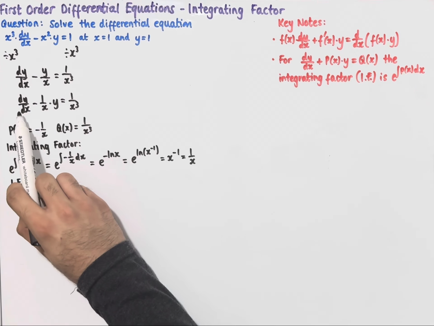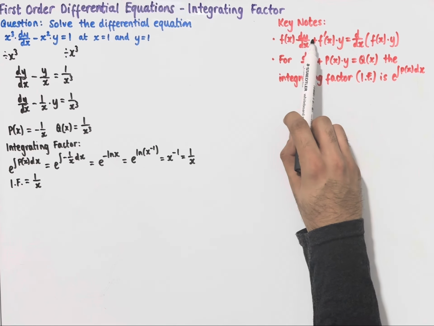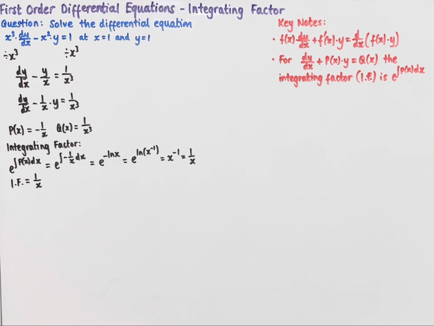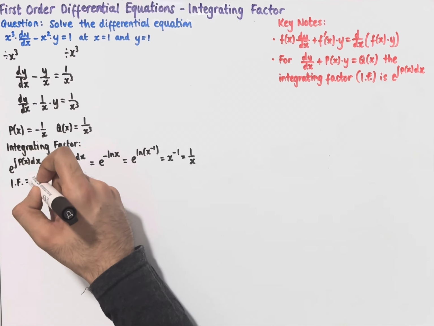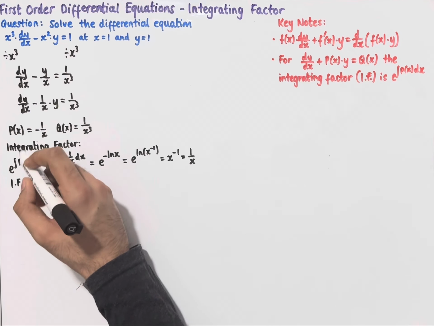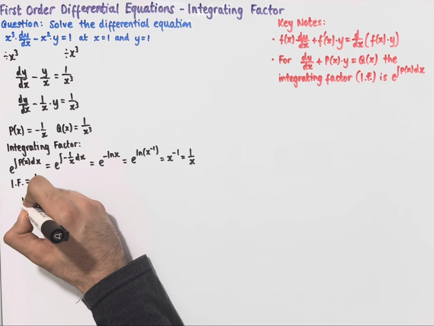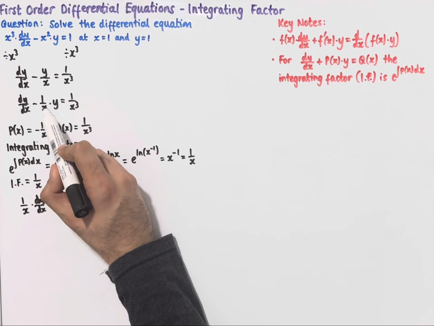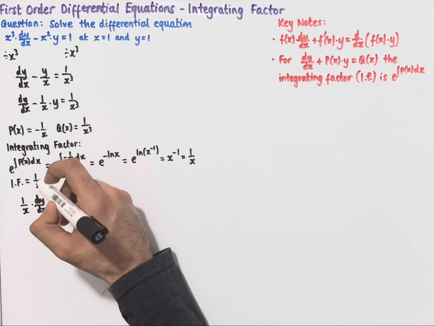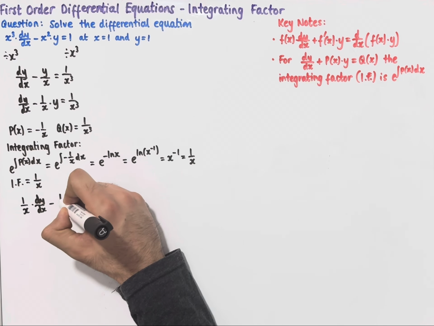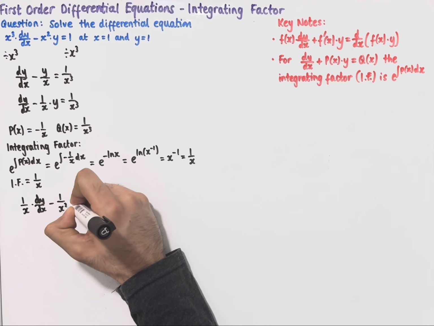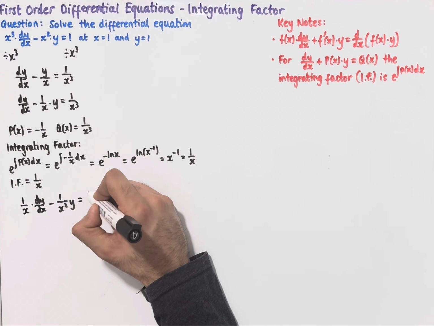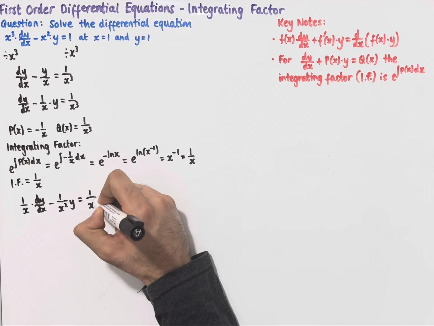Now to rewrite this differential equation in this format, we now multiply every single term by the integrating factor. And so this equation multiplied by the integrating factor gives us dy over dx times 1 over x, which is 1 over x times dy over dx. Then we have minus 1 over x times y times 1 over x, which gives us minus 1 over x squared times y, and then we also have 1 over x cubed times 1 over x, which is 1 over x to the power of 4.